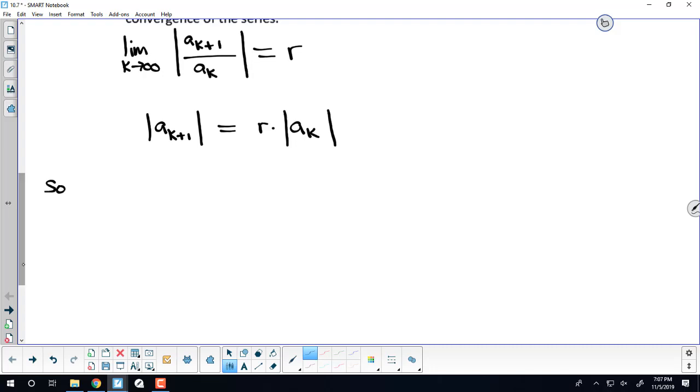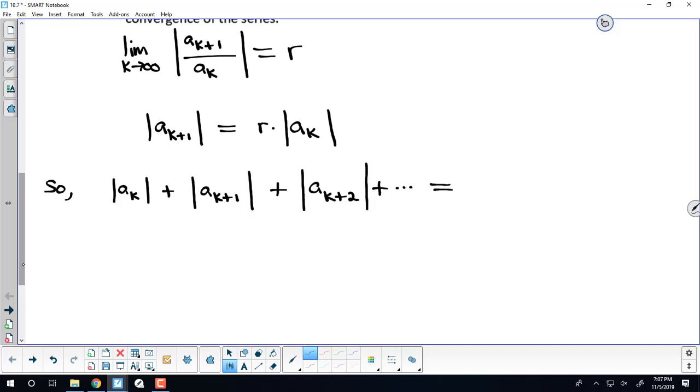And so the series itself, the absolute value of a sub k plus the absolute value of a sub k plus 1, and the next term, and so forth, at the tail anyways, behaves like a sub k.